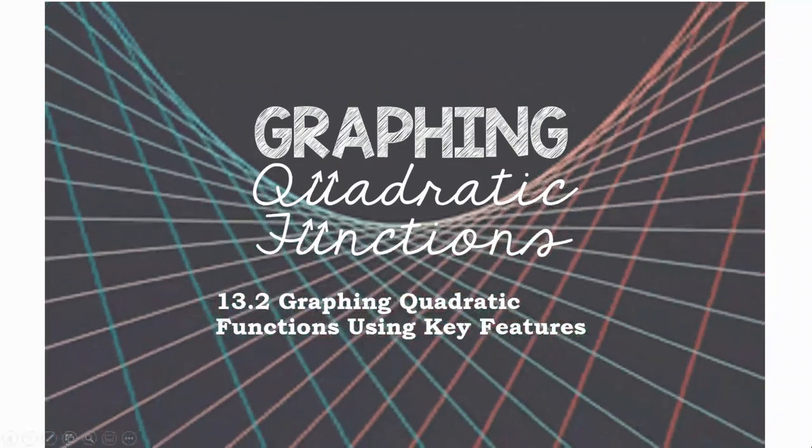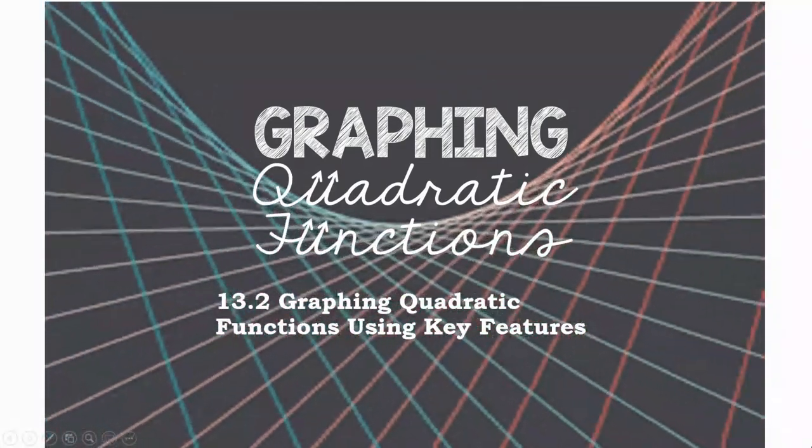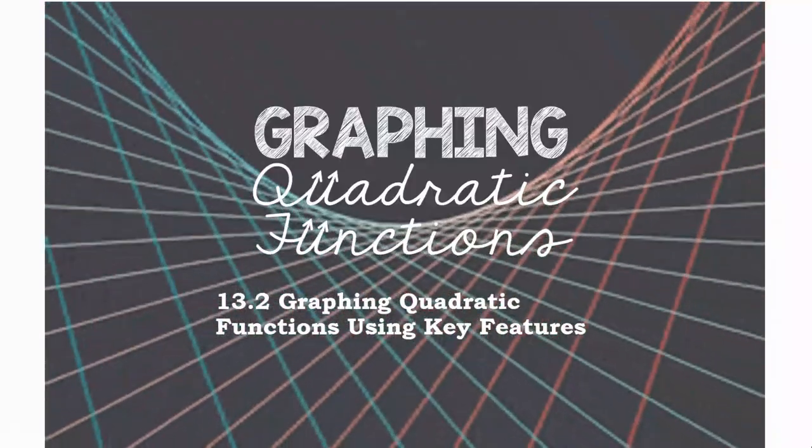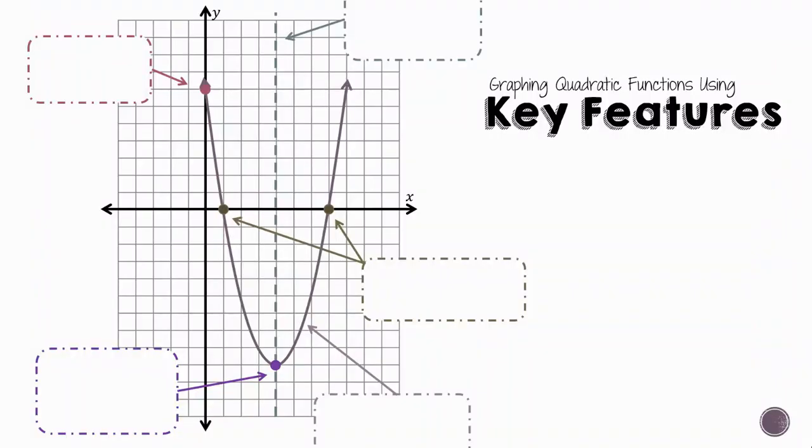Today we're graphing quadratic functions by finding the key features. So let's first talk about what those key features are. When we're looking at the graph, this vertical line right here that goes through the vertex is the axis of symmetry. If we folded this piece of paper on that line, the two halves of the parabola would line up on each other.